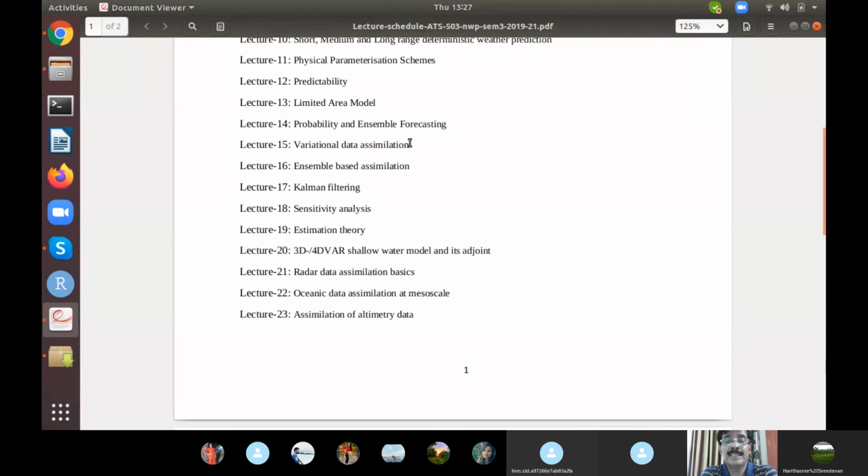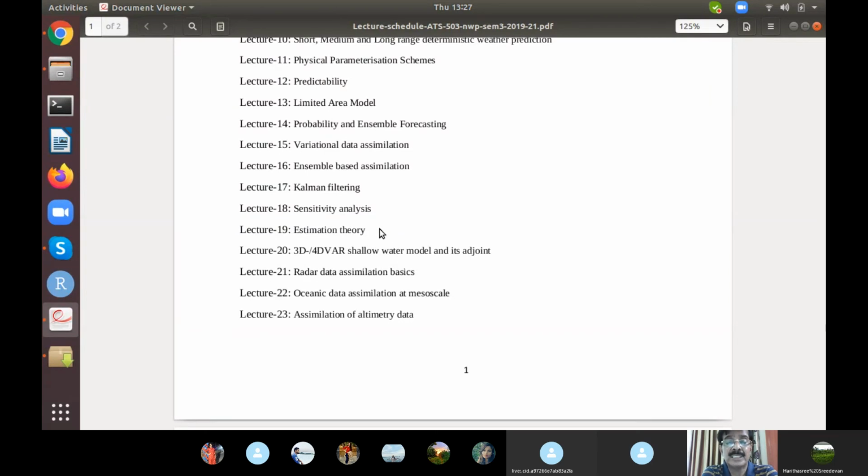Then starts the data assimilation, very important topic, right? Very complex and very important topic. So we shall talk about the basics of the data assimilation, variational assimilation, ensemble-based assimilation, Kalman filtering, sensitivity analysis. Well, those things we can discuss. They're cool topics. Estimation theory, 3D-Var, 4D-Var. Again, shallow water and its adjoint, that is related to, again, assimilation, radar data assimilation basics.